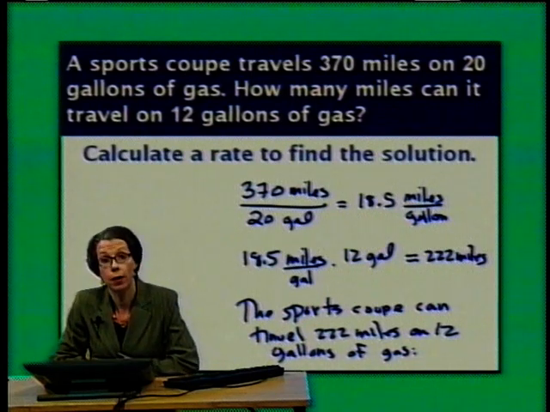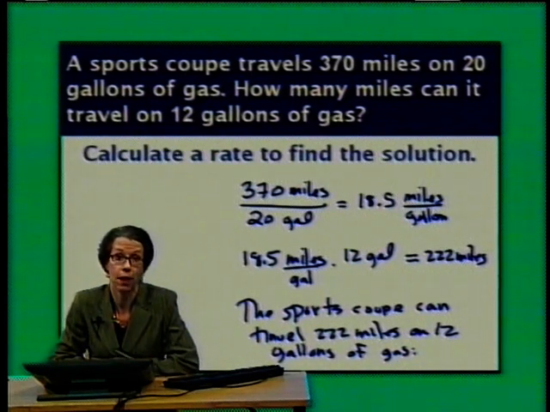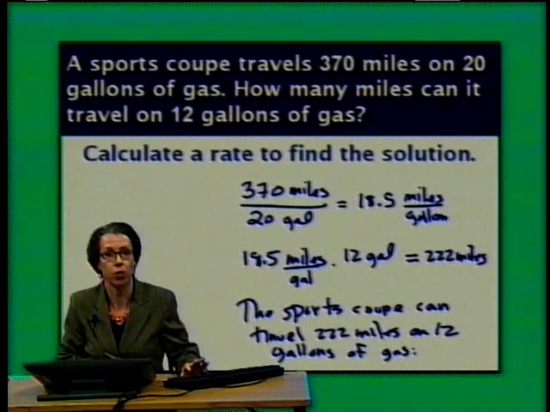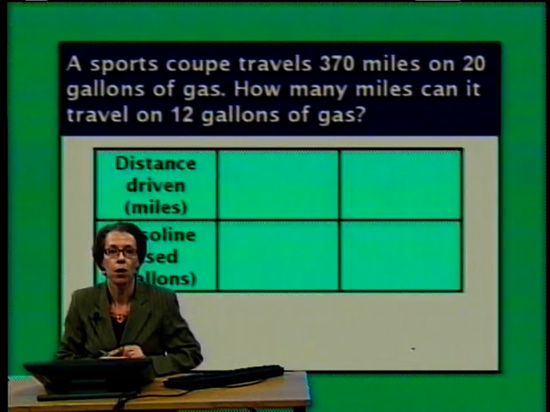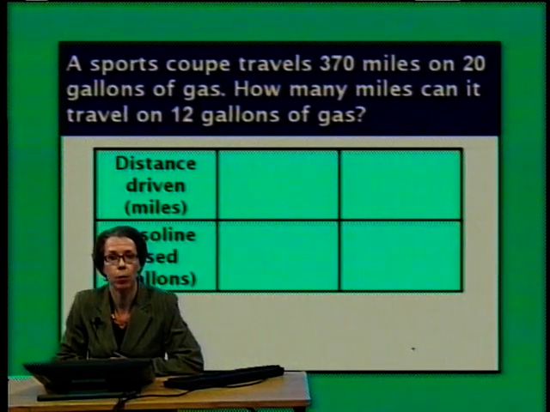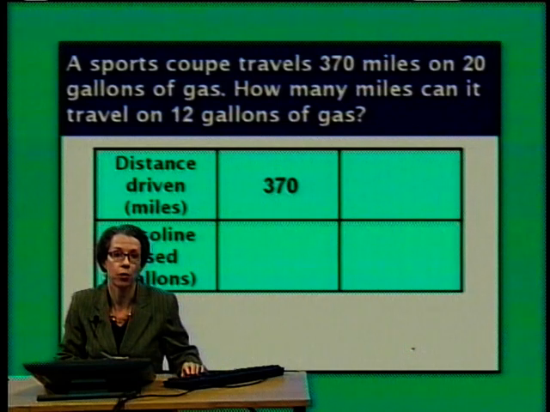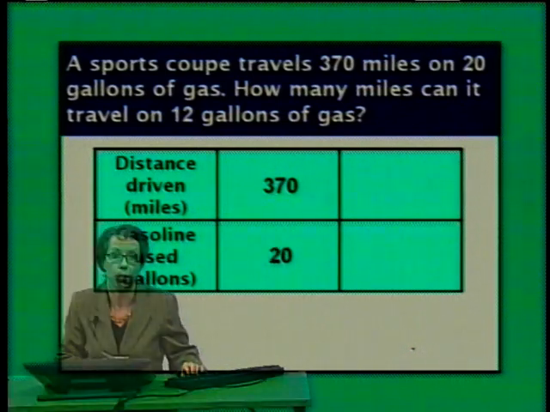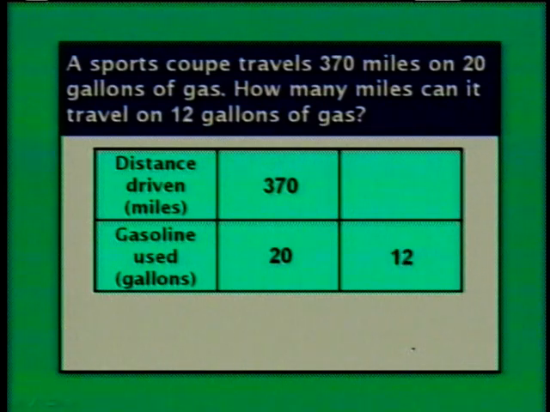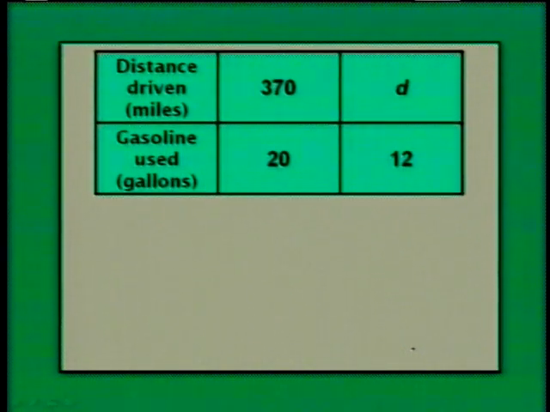Now I said that there were two ways to solve this problem. We just used a rate to find the solution. Now let's look at how we could do this using a proportion. So what I have here is a table, and in the table I'm going to put the information that I'm going to need to solve this problem. So I know that when the car drives 370 miles, it uses 20 gallons of gas. And when 12 gallons of gas are used, the question is, how far can the car travel? So I have a table in which I've organized all of my information. Let me move the table out of the way so we have some place to do our work.